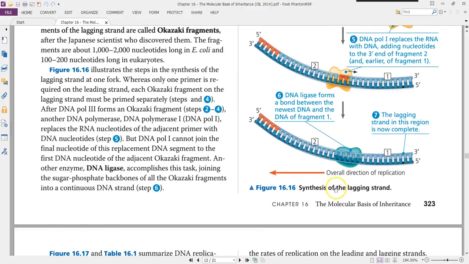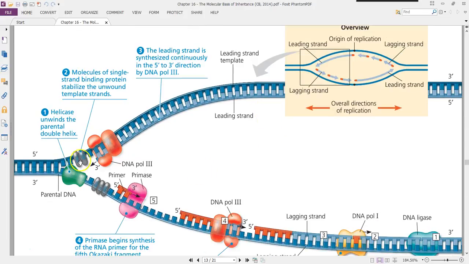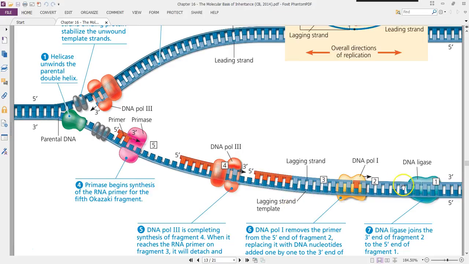So to summarize that entire process, we have helicase, it unwinds the double helix. Then we have single strand binding proteins, which keep the two parental strands apart from each other. And then we have RNA primase, which on the leading strand simply lays down an RNA primer, and then DNA polymerase 3 comes along and synthesizes that leading strand in the direction of the replication fork. And on the lagging strand, we have fragments called Okazaki fragments, which are made one after the other in the opposite direction to the leading strand.